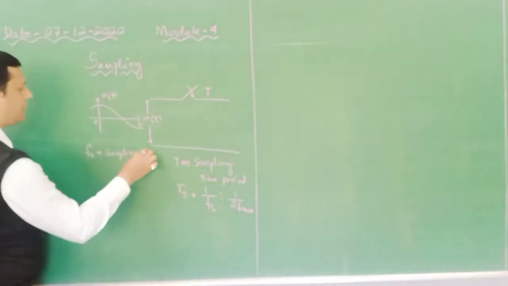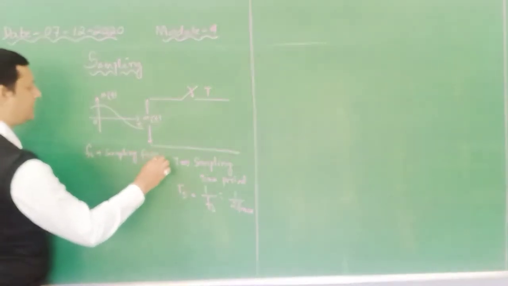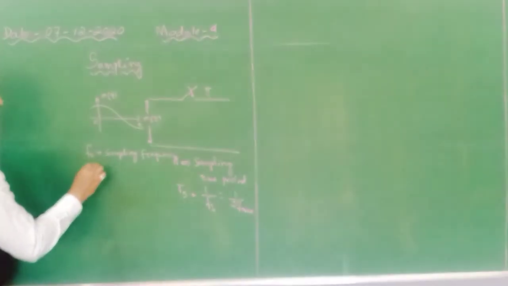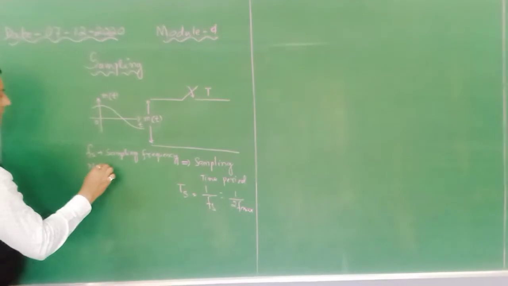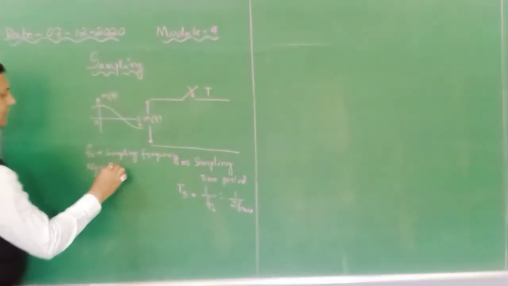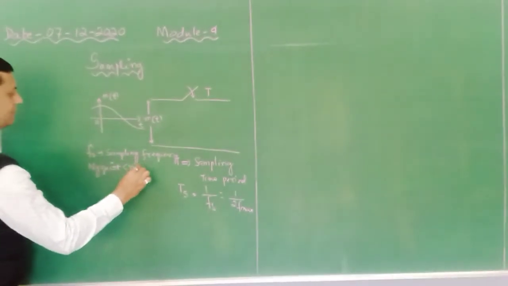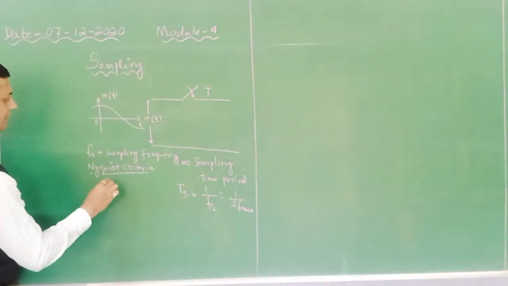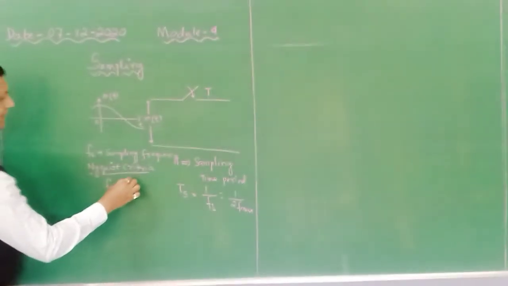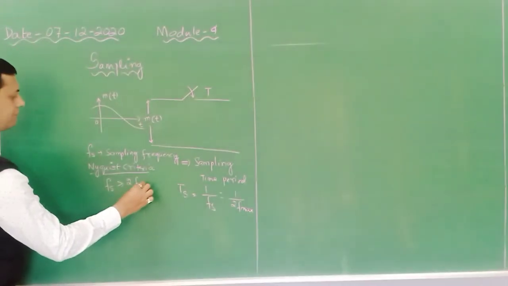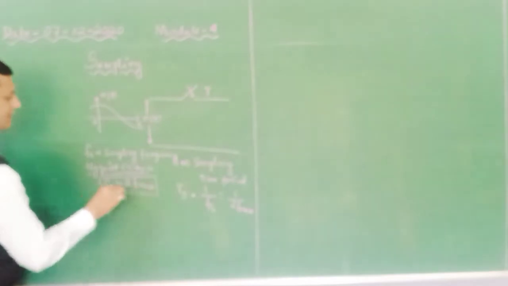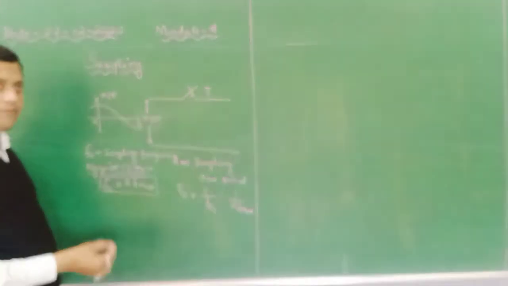Okay? And who will decide the sampling frequency? It is decided by the Nyquist criteria. Now the Nyquist criteria states that Fs is greater than or equal to 2Fmax. Then only can you recover the original message signal from the sampled signal.